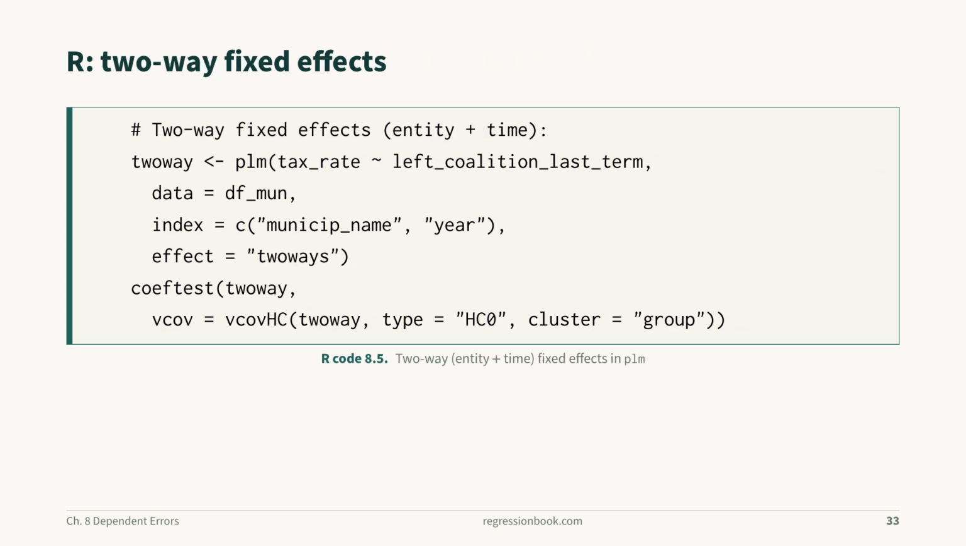Two-way fixed effects change exactly one argument. The effect option becomes two ways, so the estimator absorbs both municipality and year effects at once. The clustered covariance call is unchanged from the previous page. This single line is the specification behind the fourth column of the results table, the estimate of about 0.096.